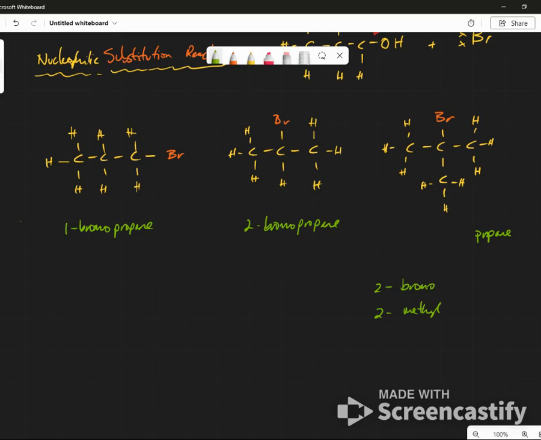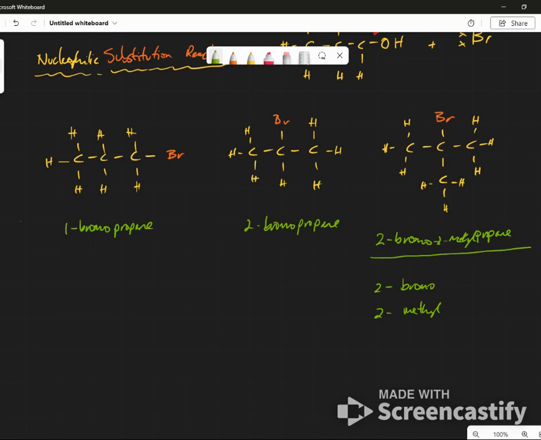Do I have to mention bromo first or methyl? Yeah, bromo first, purely because B comes before M in the alphabet. So this one is called 2-bromo, 2-methyl propane.